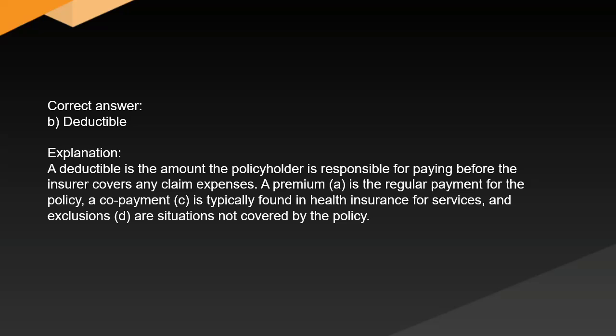Correct answer. B. Deductible. Explanation. A deductible is the amount the policyholder is responsible for paying before the insurer covers any claim expenses. A premium, A, is the regular payment for the policy. A copayment, C, is typically found in health insurance for services, and exclusions, D, are situations not covered by the policy.